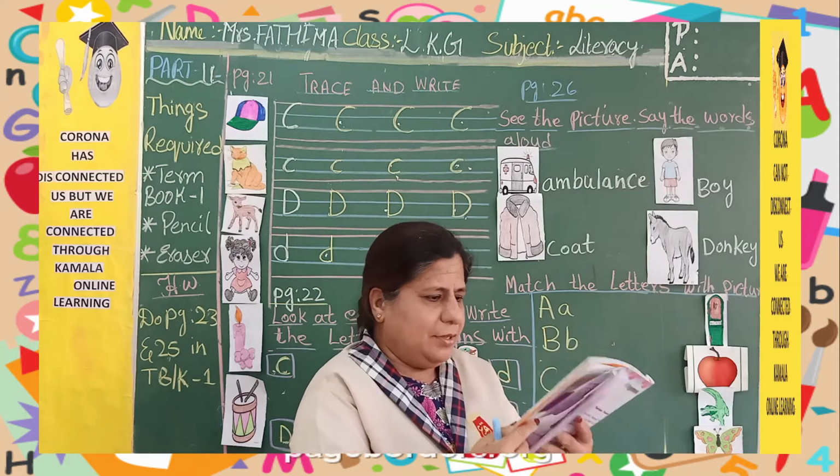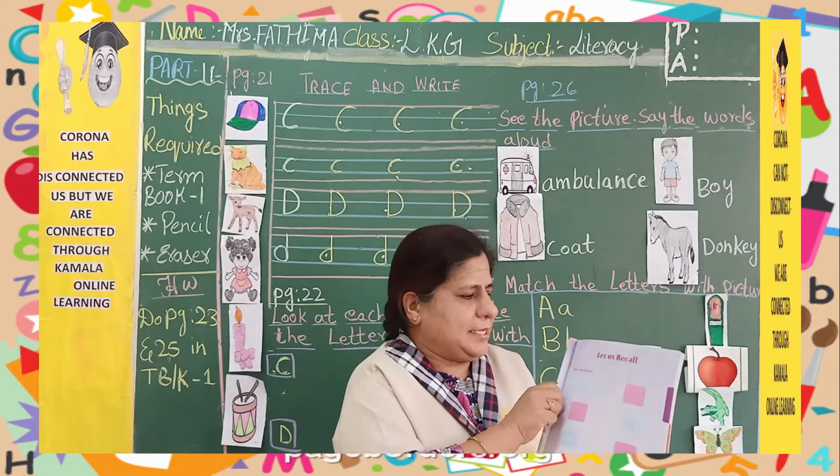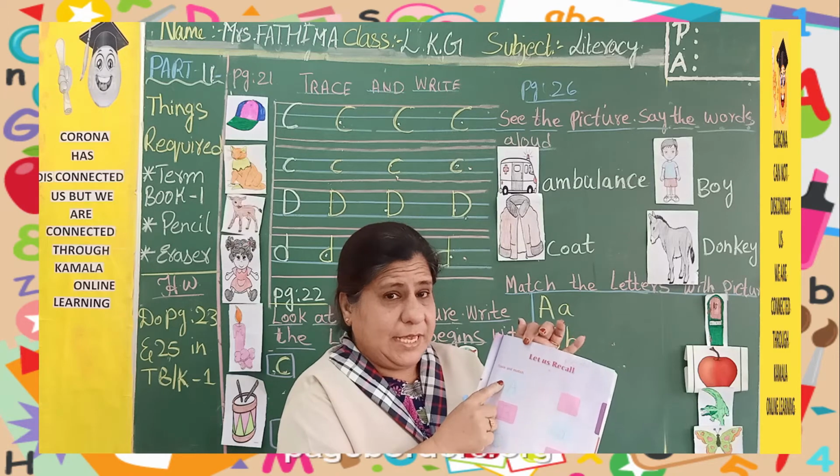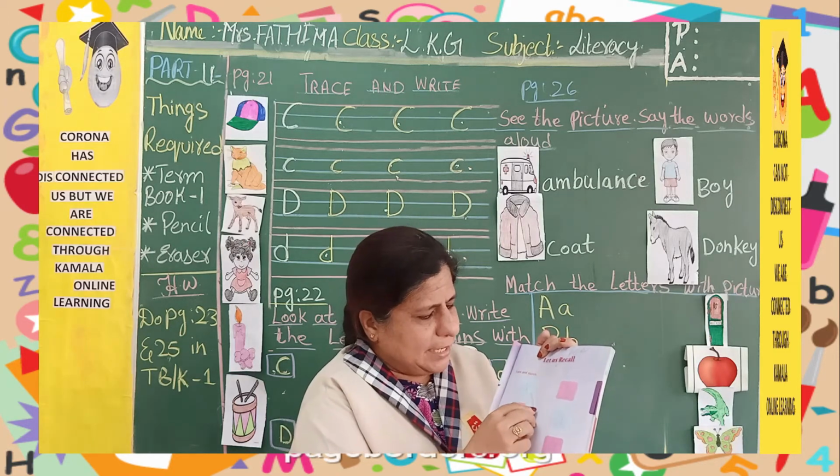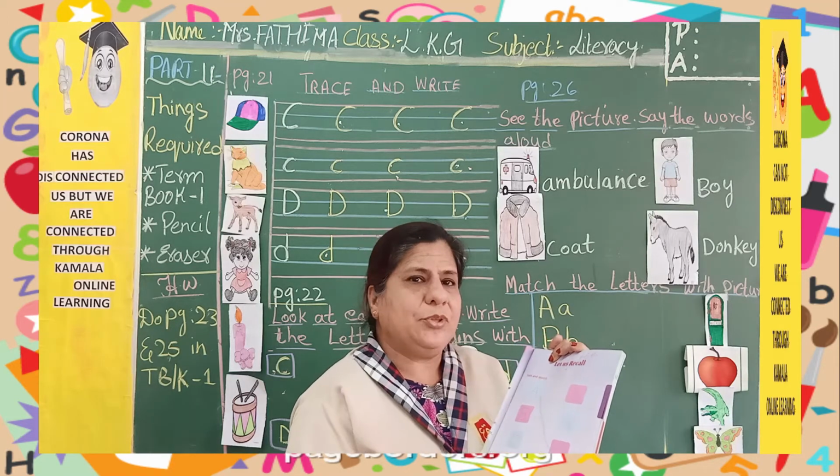Page number 25. These letters also trace and match. Which is a capital A? This. Where is the small a? With this letter, capital letter to small letter, you have to do the matching.